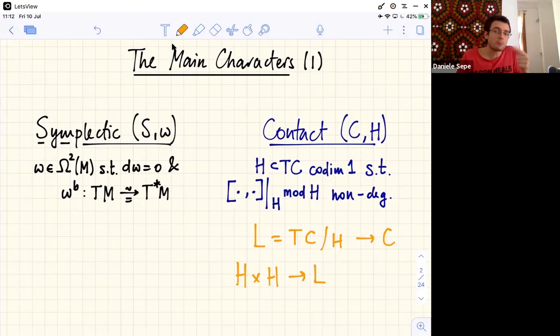In contrast to symplectic geometry, and I will say this later, it is a lot easier to find contact structures on compact manifolds. Compared to symplectic geometry, contact geometry is much, much easier in terms of finding structures. Okay? And this is something that I'd like you to have at the back of your minds.